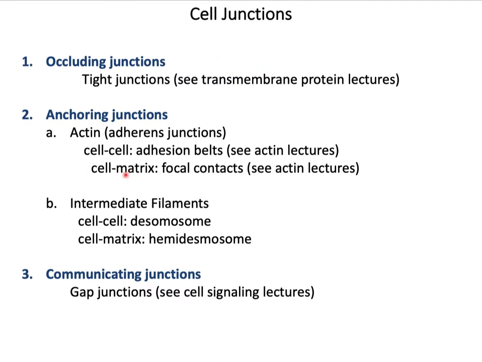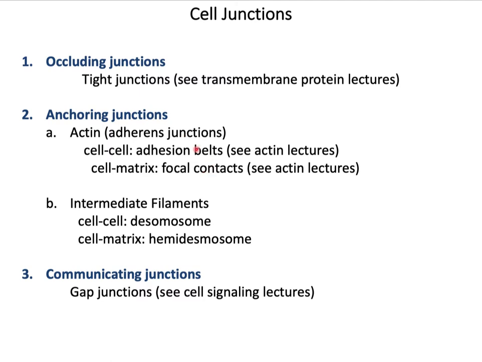The second major type of junction is known as the anchoring junction. And as the name suggests, the role of anchoring junctions is to provide structural integrity to the tissues. Anchoring junctions are used by cells to connect to other cells and to the matrix, and they do so by utilizing the components of their cytoskeleton. So there are four types of anchoring junctions.